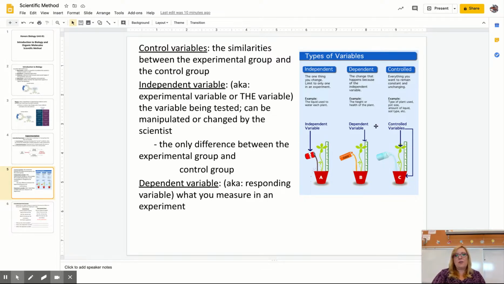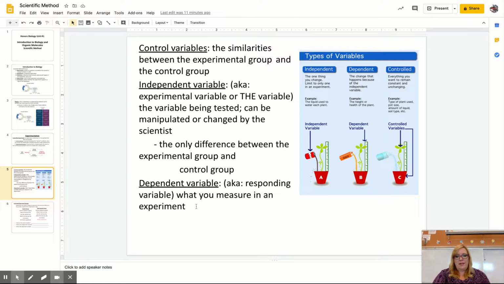So our control variables are everything we keep the same. We keep the size of the pot the same. We keep the same amount of soil in each pot. We have the same plant, and we're going to start that plant at the same height. So everything's going to stay the same. We're going to keep it in the same amount of light. We're going to keep it at the same temperature. Those are all of our control variables. The independent variable is the thing other than water. So in this case, it looks like juice or soda. It might be a little confusing because it feels like we have two independent variables, but really it's just something other than water.